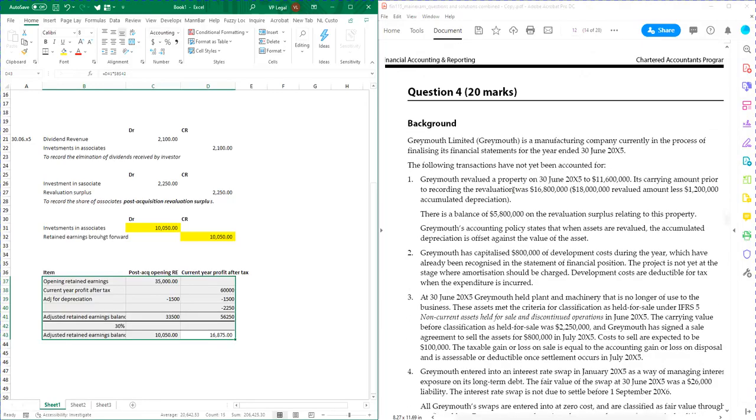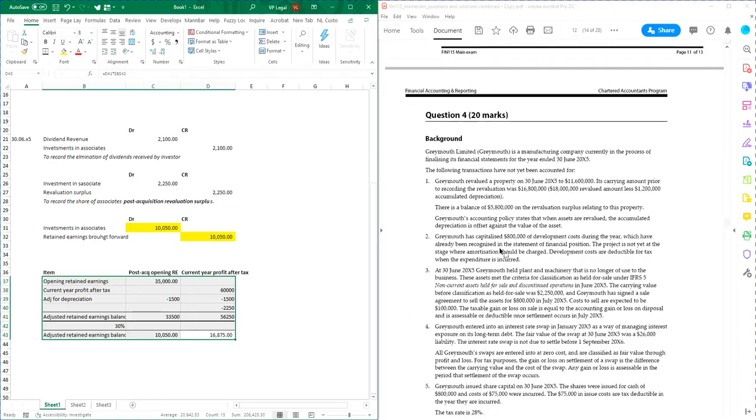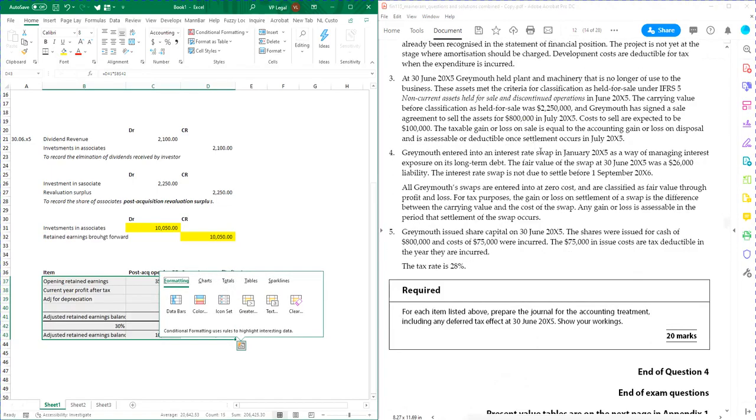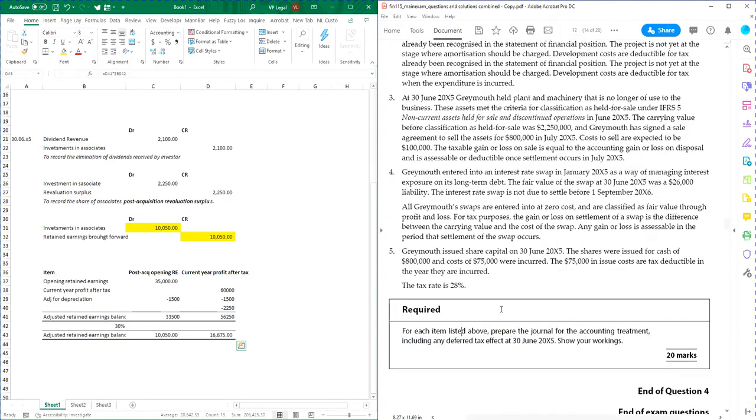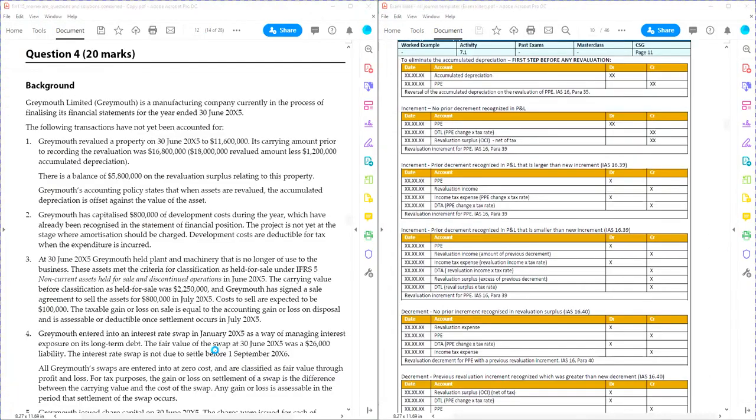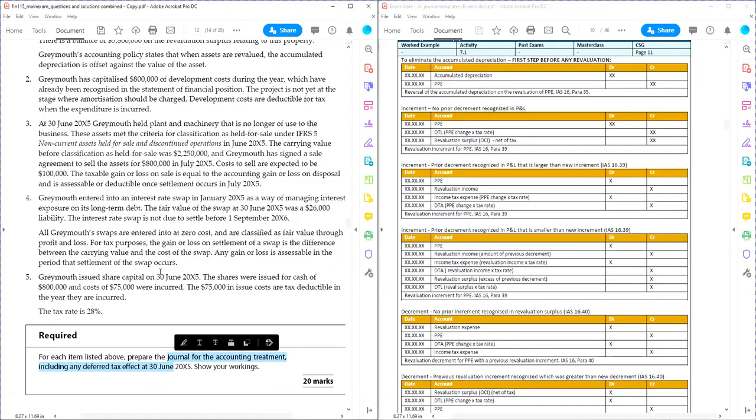Okay, cool. Now we're on to question 4, almost done with the FIN115 exam. Alright, let's quickly skip to the question to see what it's asking for. Okay, so it looks like we prepare journals for each item for the accounting treatment, including a deferred tax effect. Okay, so this question's got a few different things in it. The first 2 are just around property, plant, and equipment, and actually revaluing that. So we're going to need to prepare the journals for each of them.